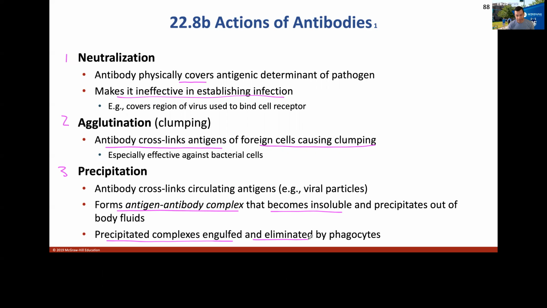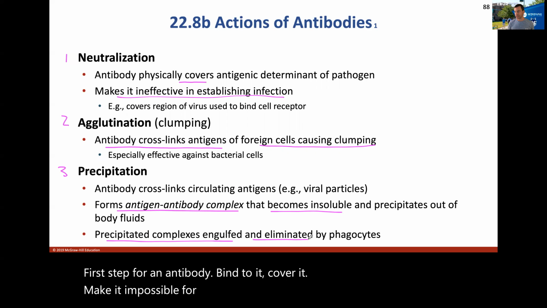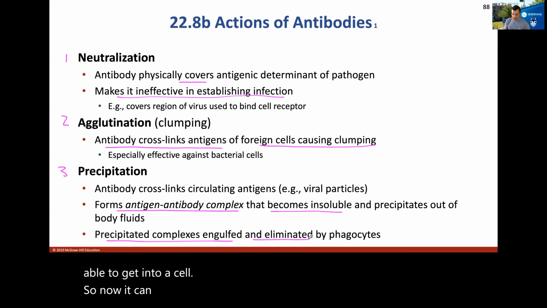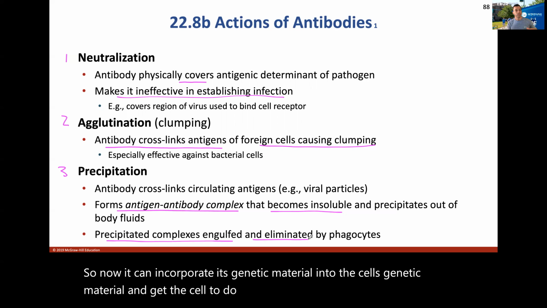First step for an antibody: bind to it, cover it. Make it impossible for that foreign invader, virus, bacteria, whatever, to get into a cell, where it could incorporate its genetic material into the cell's genetic material and get the cell to do its bidding. Second step, we've neutralized it.